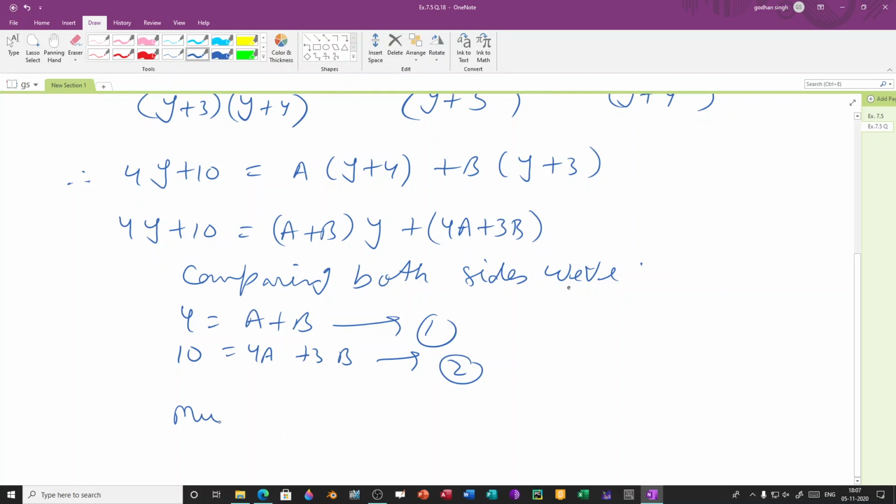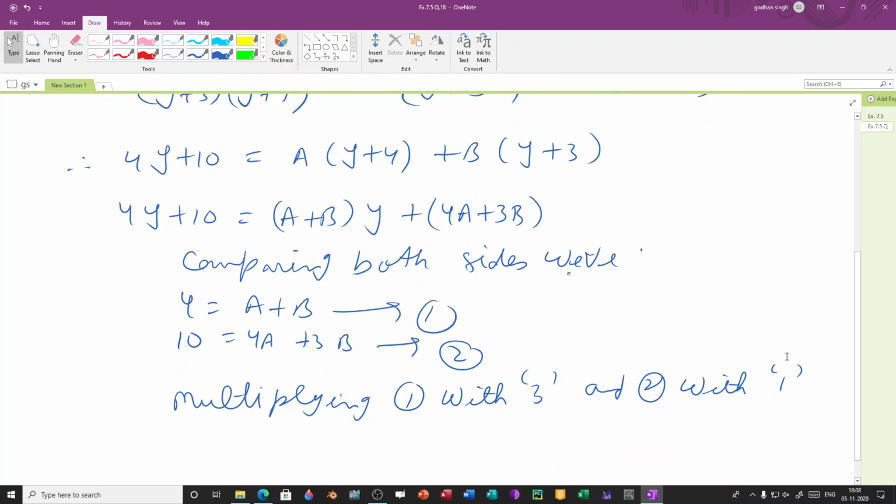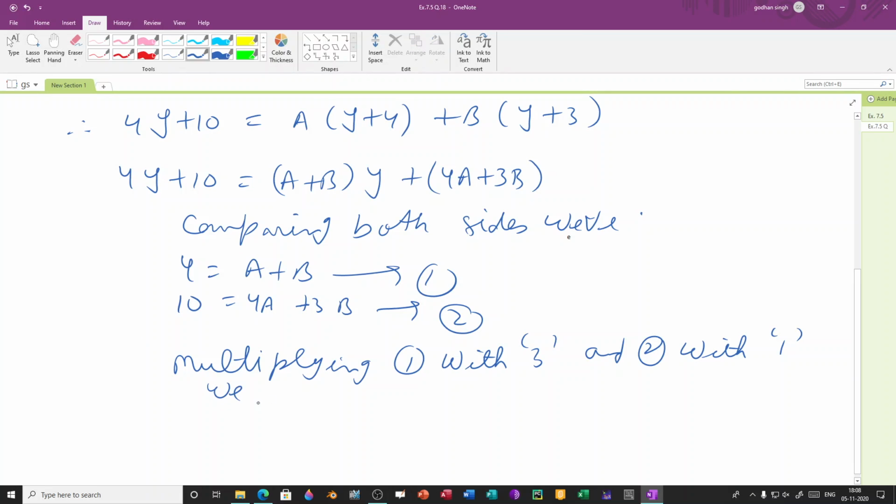So multiplying 1 with 3 and 2 with 1, we have, so what we are going to have, if we multiply this with 3, we will be getting here 12 equal to 3a plus 3b, and here we will be getting here 10 equal to 4a plus 3b, and then we will do the subtraction.